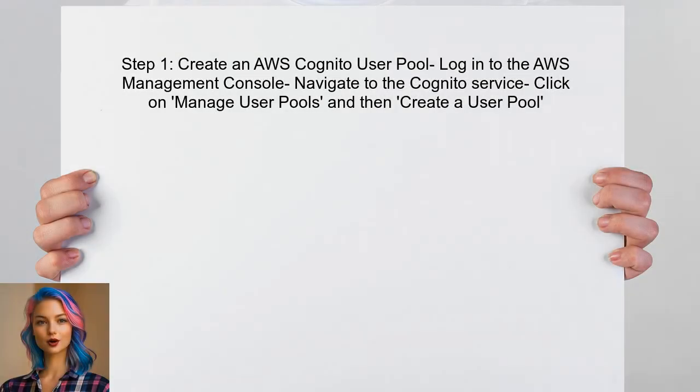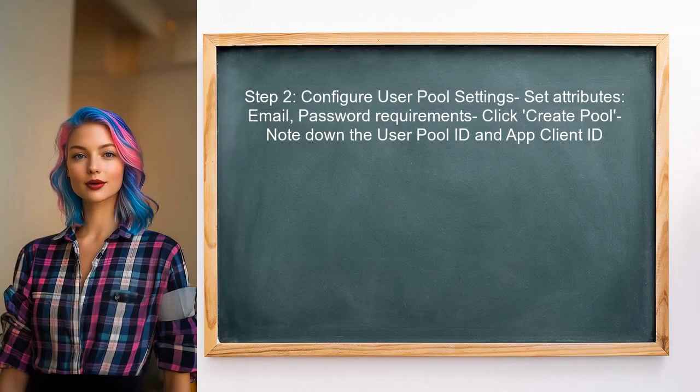To begin, the user needs to create an AWS Cognito user pool. This is where user data will be stored and managed. First, log in to the AWS Management Console and navigate to the Cognito service. Next, the user should configure the user pool settings. They will need to set up attributes like email and password requirements. After configuring, the user can create the pool and note down the pool ID and app client ID.